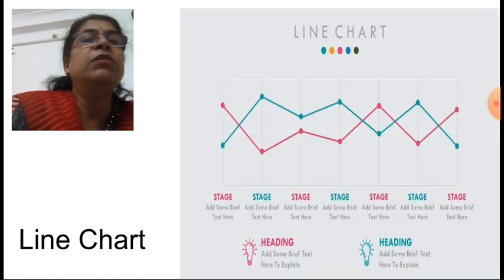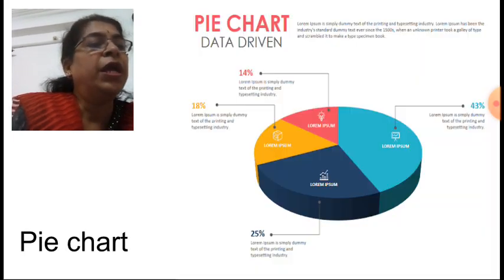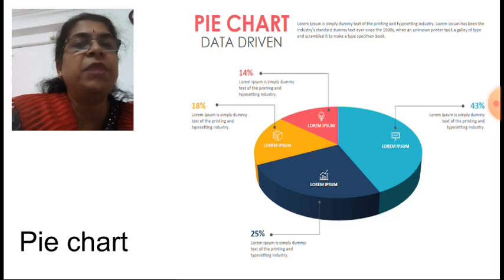Then the third type is the line chart. The line chart is shown with the dots joining the lines. It displays data in the form of lines. Now next is the pie chart. This chart displays the data in the form of a circle. It divides the circle according to the data given. Slices of the circle are made. Different parts of the circle are made and shown like this. This is a pie chart.